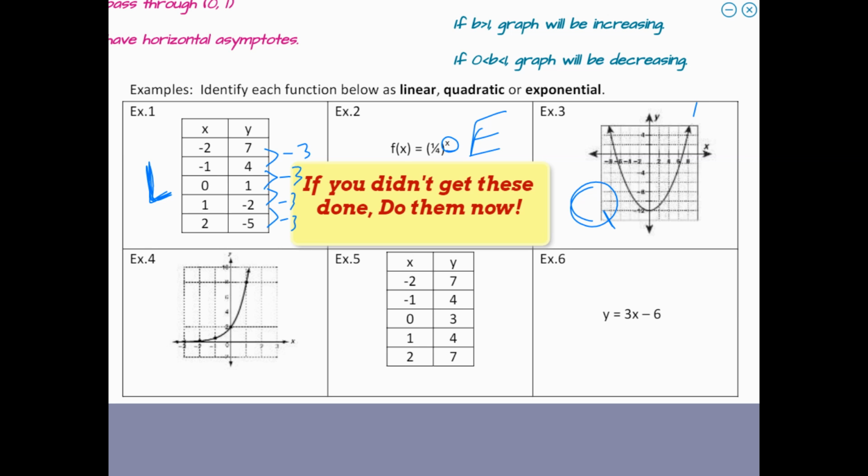Okay, this fourth one, exponential. It's a curve. It's not a straight line. It's not a U. It doesn't come back up on the other side. It flattens out on that side. Okay. What about the fifth example? Quadratic. How can you tell?